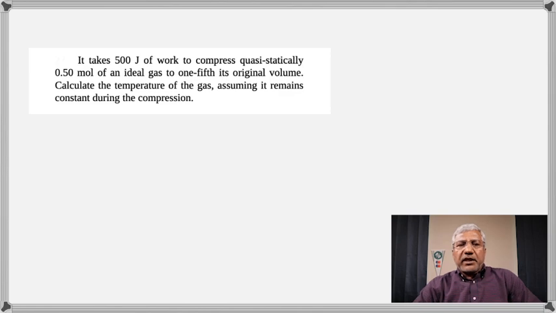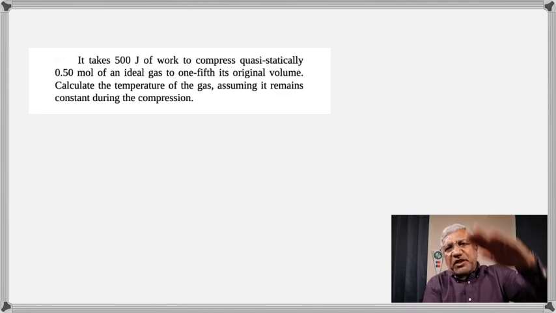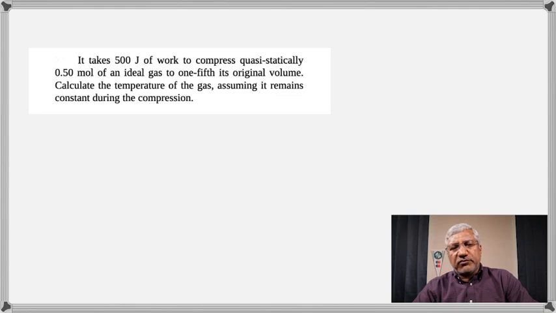So let's see. It takes 500 joules of work to compress quasi-statically. What does that word even mean? Quasi-statically means false static, or in other words, it's extremely slow. That means it's an isothermal process. It takes 500 joules of work to compress quasi-statically 0.5 moles of an ideal gas to 1/5 of its original volume. So the gas is being compressed to 1/5 of its original volume. Calculate the temperature of the gas, assuming that it remains constant during the compression.